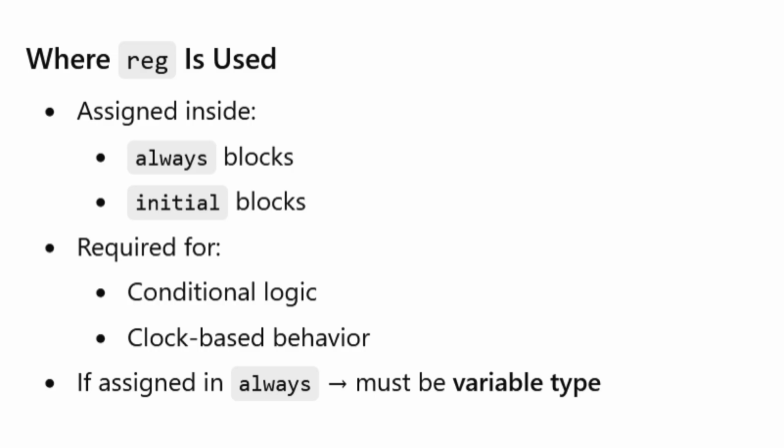A reg is typically used inside procedural blocks such as always or initial. This allows us to describe behavior that depends on conditions or clock edges. If you assign a signal inside an always block, it must be declared as a variable type, usually reg.